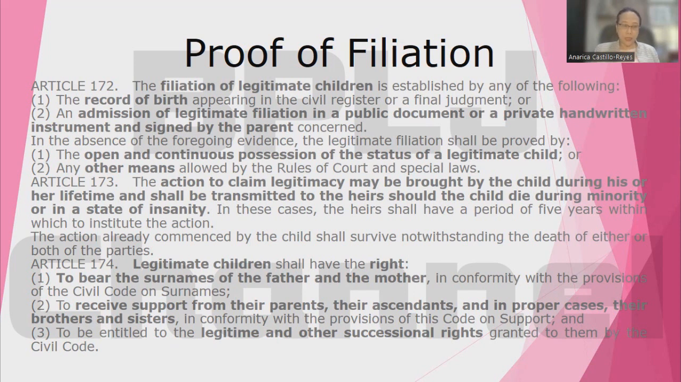Now, let us go to filiation. Filiation, as you already know, is the relationship of the child to the father. So there are basically different ways of establishing filiation, whether legitimate or illegitimate. The filiation of legitimate children, according to Article 172, may be established through any of the following. Remember, Article 172 are the primary evidence of filiation. You may introduce it as evidence even if the putative father has already died.